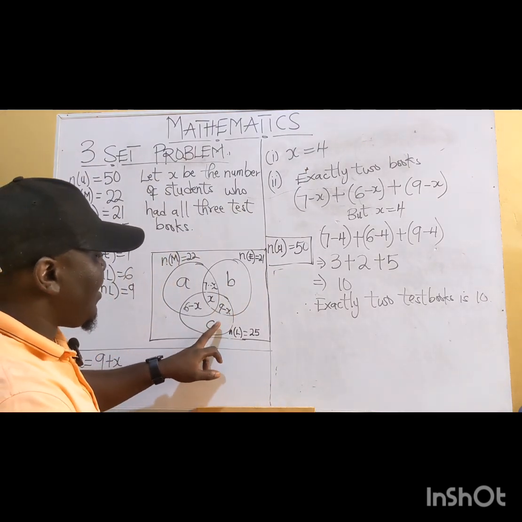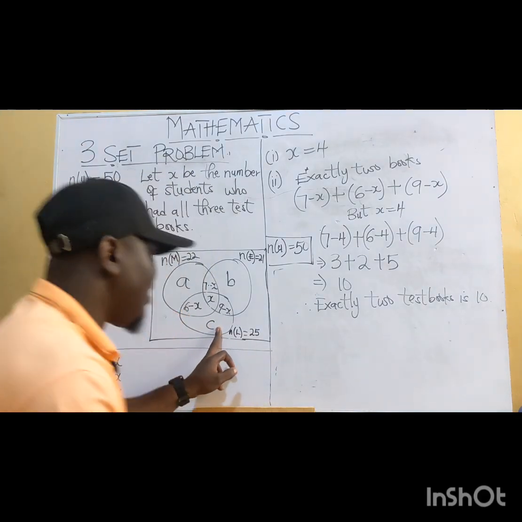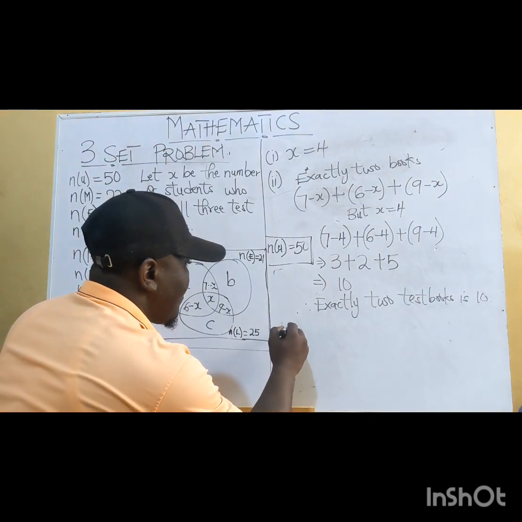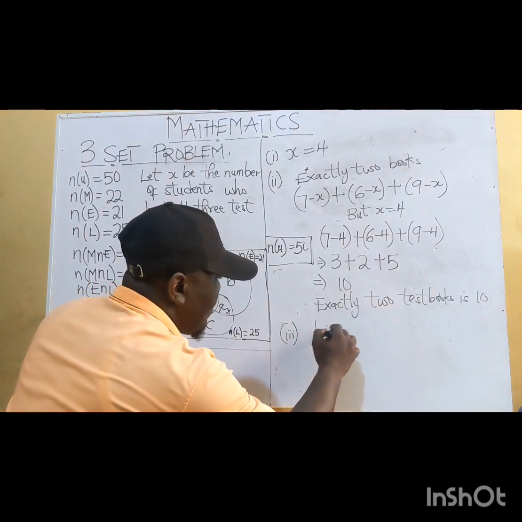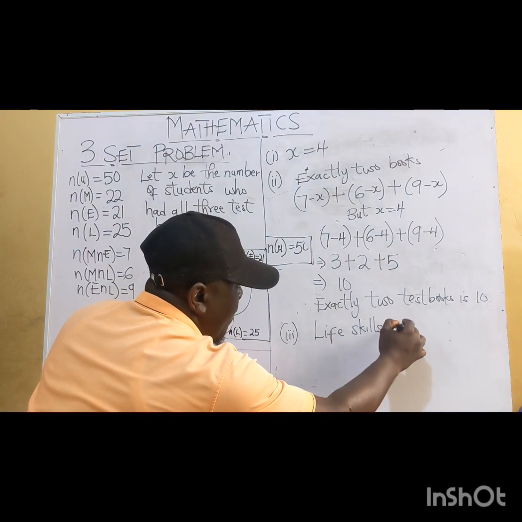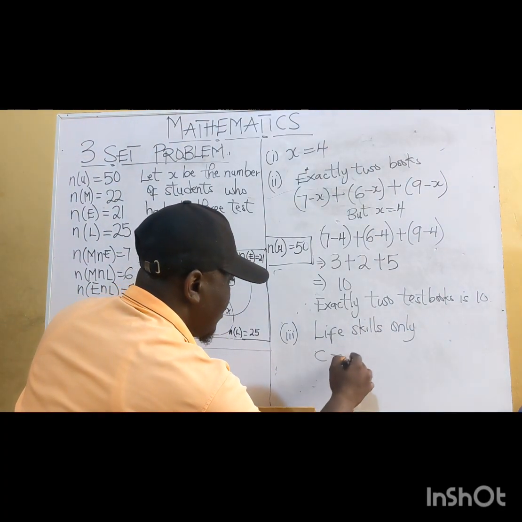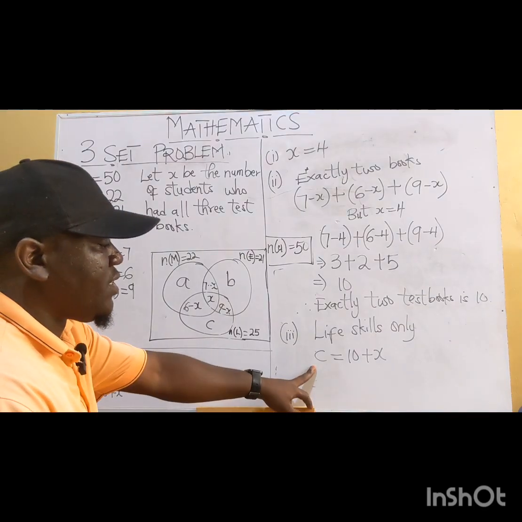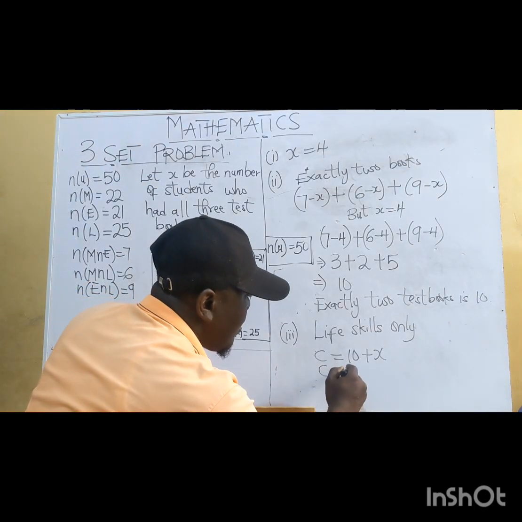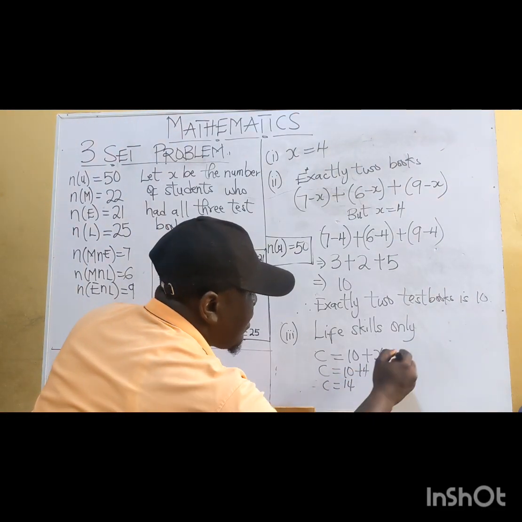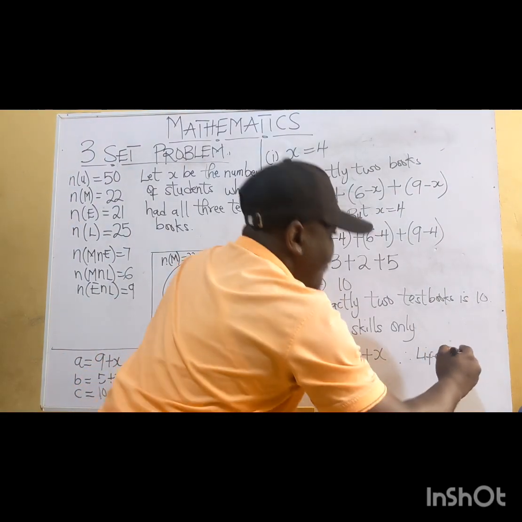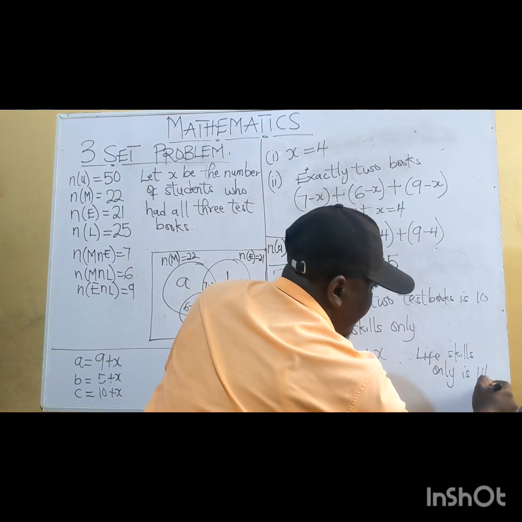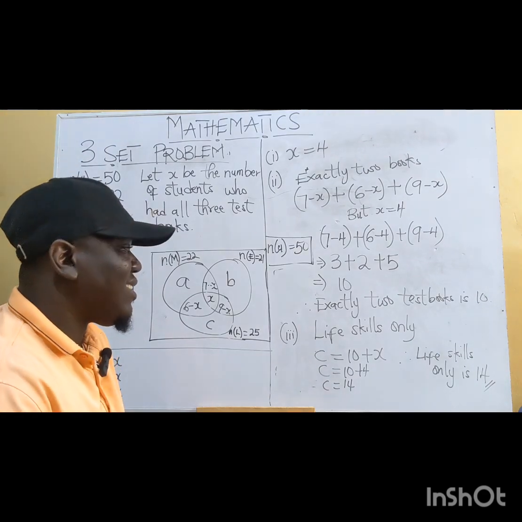So only life skills, that will be life skills only, which we named C. And remember we said our C was 10 plus x. So III, we have life skills only. So we are going to have C is equal to 10 plus x. Remember, our c is equal to life skills only, and so we find the value of c. We know x to be 4, so our c is going to be 10 plus 4, which will give us 14. Therefore, life skills only is 14. So 14 students had life skills only.